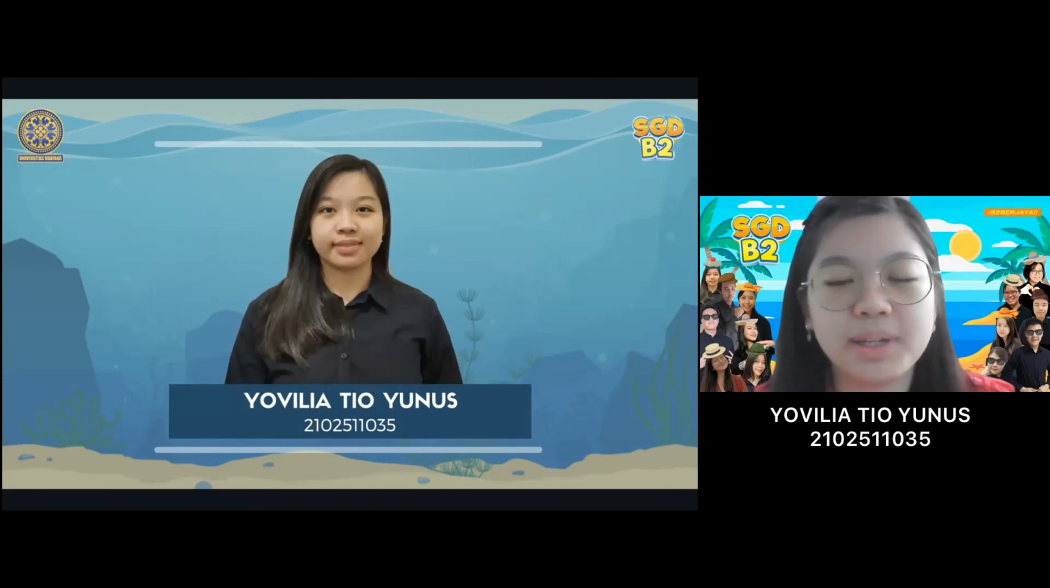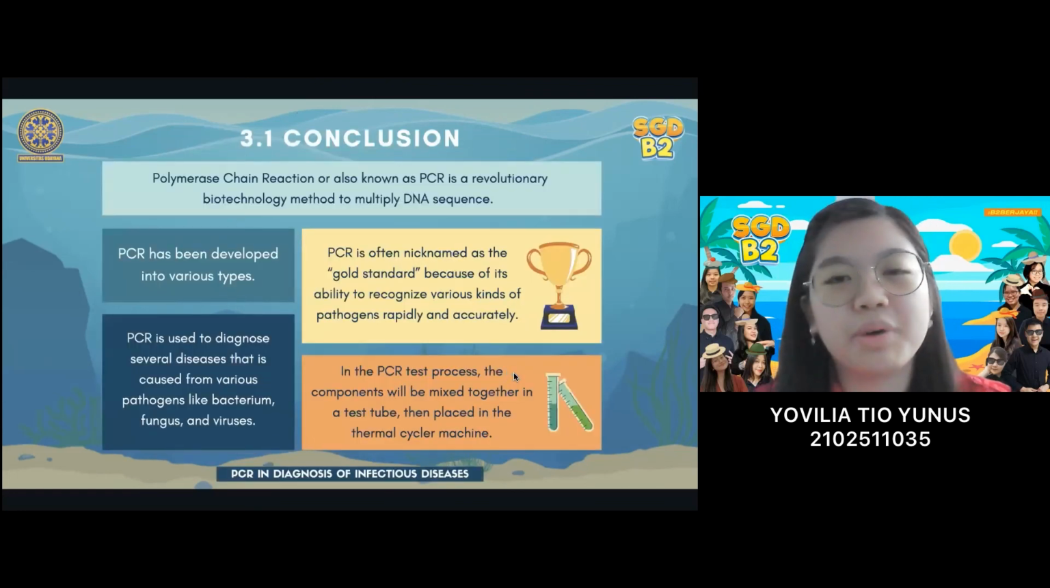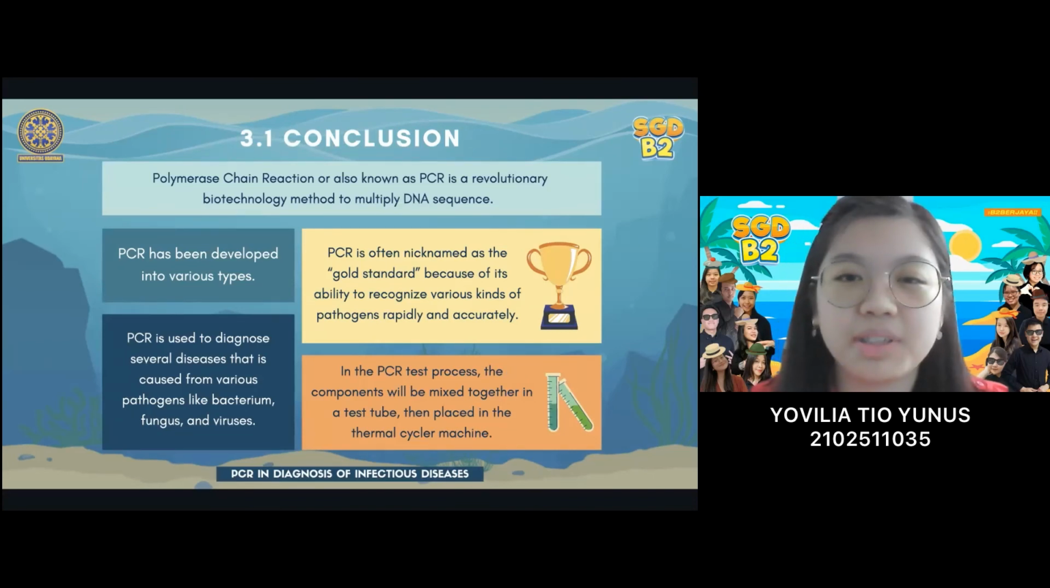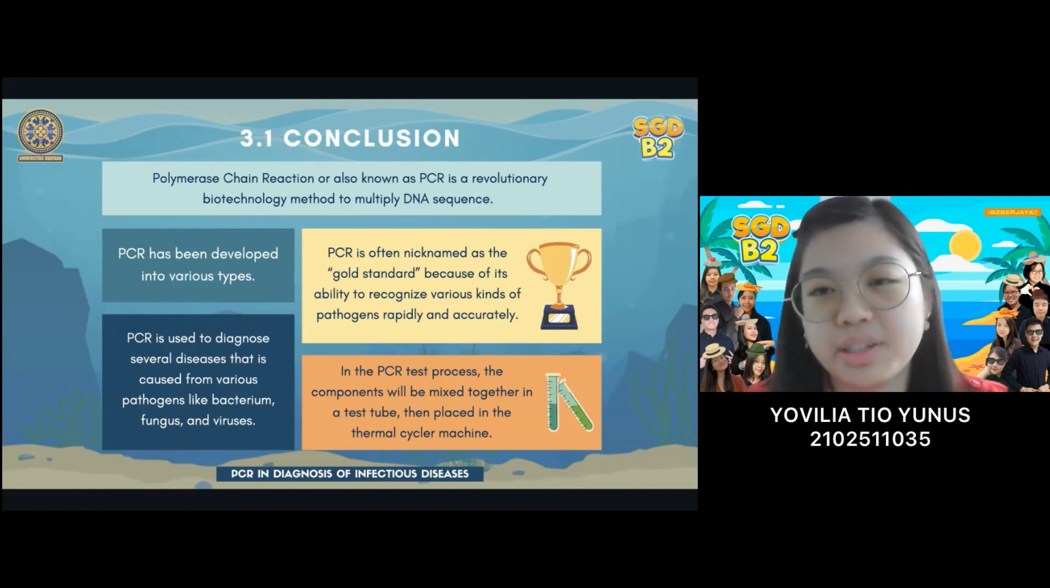Now I will explain about conclusion and recommendation. Next, from the study above, we can conclude polymerase chain reaction, or also known as PCR, is a revolutionary biotechnology method to multiply DNA sequences. PCR has been developed into various types, such as hot start PCR, chemical hot start PCR, touchdown PCR, and etc. PCR is often nicknamed the gold standard in several clinical diagnoses because of its ability to recognize various kinds of pathogens rapidly and accurately.